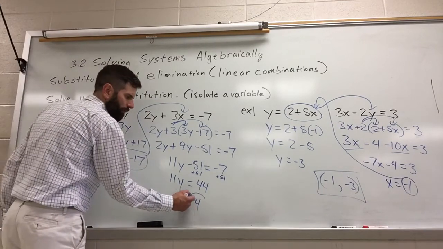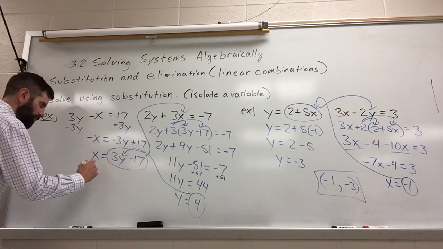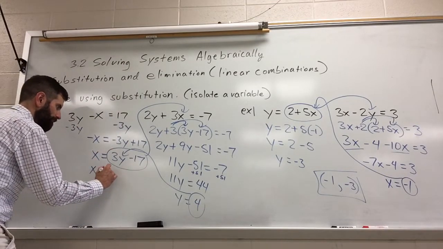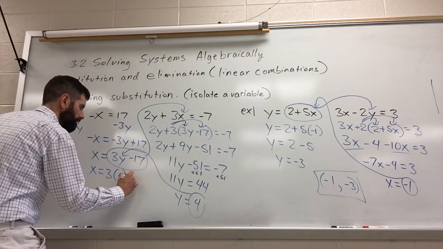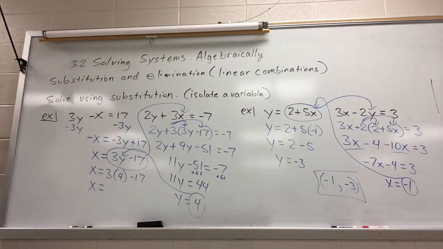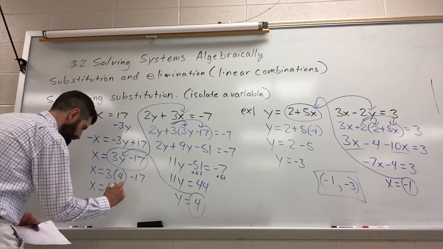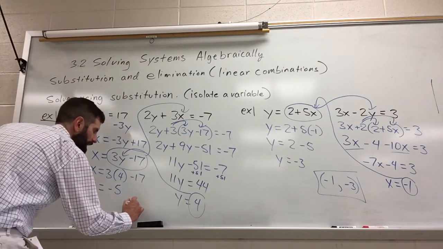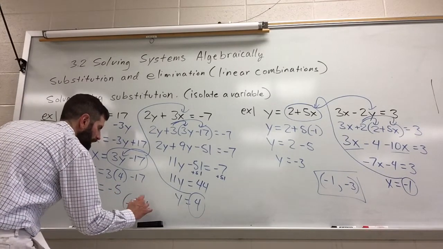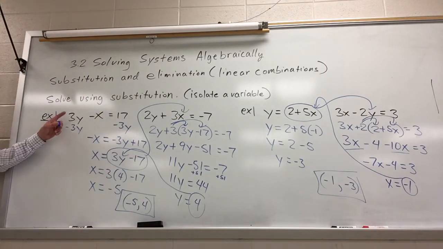From there, take that 4, substitute it in, and I love how you got room to work when you write them side by side. 3 times 4 is 12, 12 minus 17 is negative 5. Negative 5, 4, and I encourage you to check your answers. Pretty quickly you can check your answers and see how you did.